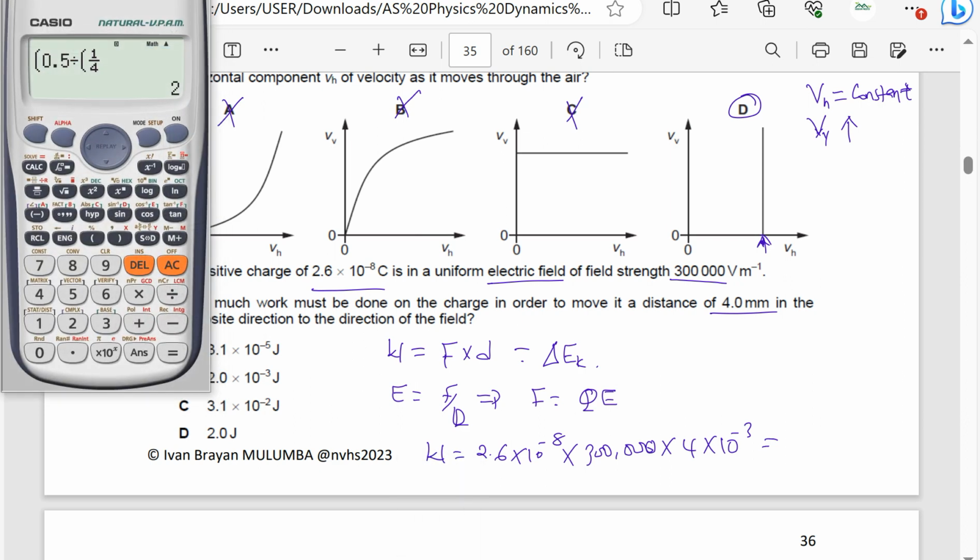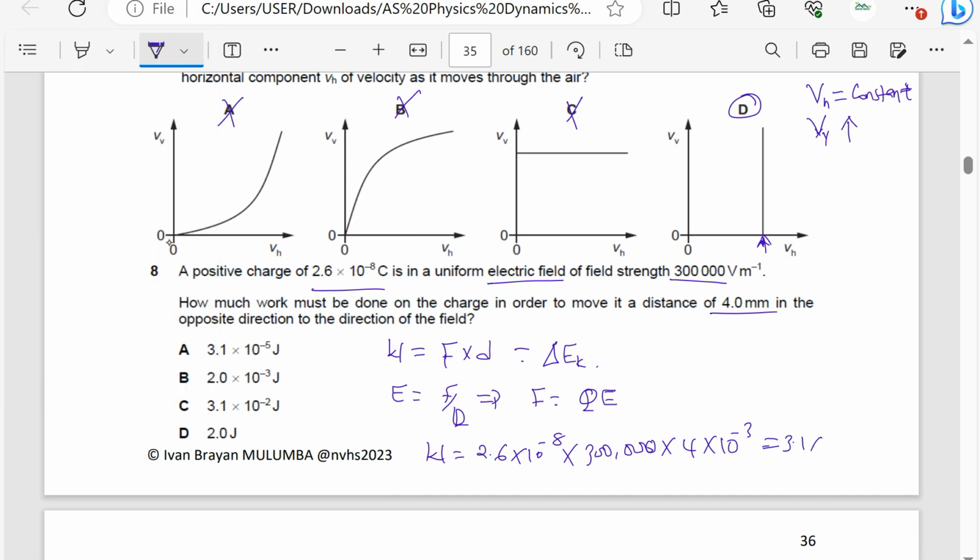So I'll check with my calculator. 2.6 exponent minus 8 times 300,000 times 4 exponent minus 3. So that is 3.1 times 10 power minus 5 joules. So the answer is going to be A.